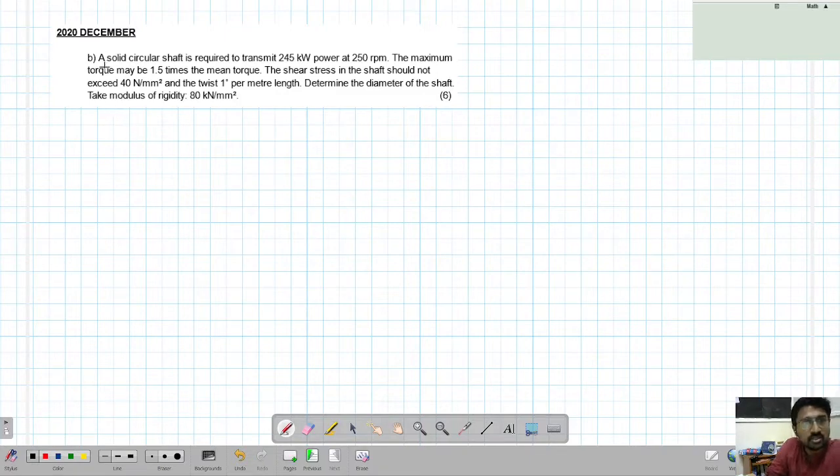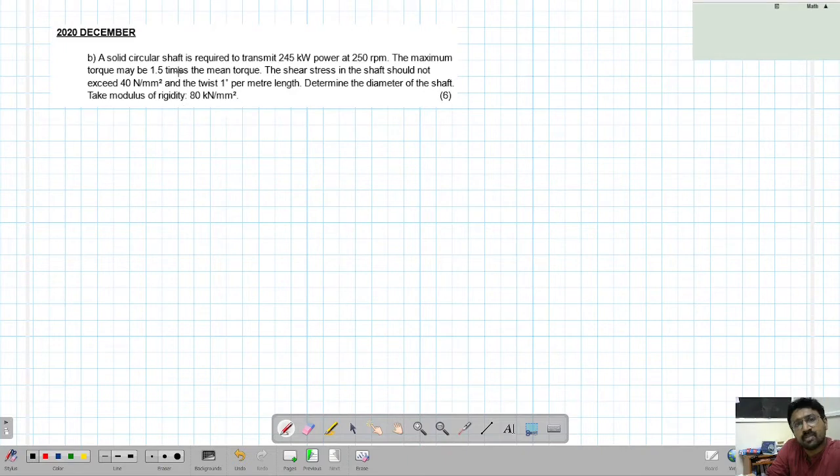So the question is, a solid circular shaft is required to transmit 25 kilowatt power at 250 rpm. The maximum torque may be 1.5 times the mean torque. The shear stress in the shaft should not exceed 40 Newton per mm square and the twist 1 degree per meter length. Determine the diameter of the shaft. Take modulus of rigidity 18 kilonewton per millimeter square. So remember this.